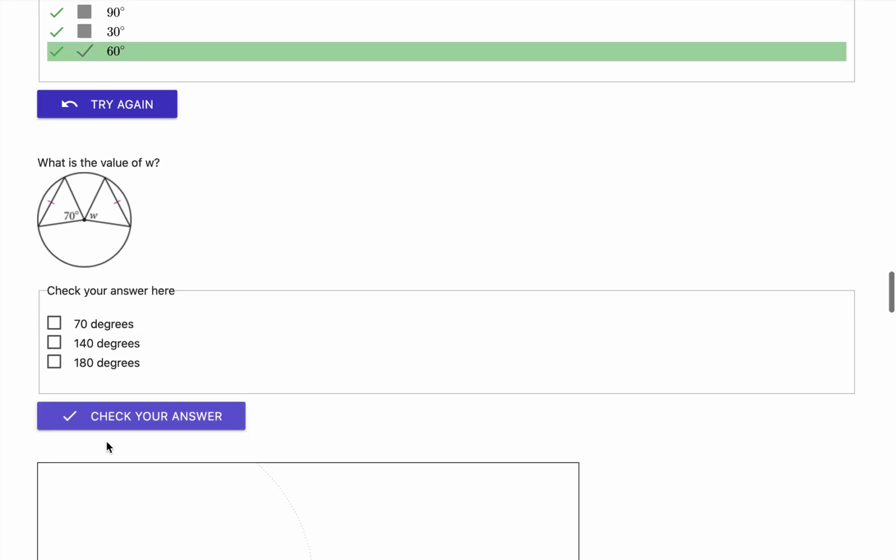We have one more kind of straightforward question. Looking at this circle here, we know that this central angle is going to be 70 degrees, and this chord is creating that central angle. It's going from the two endpoints of the arc. If this chord is congruent to that chord, what is the measurement of W?